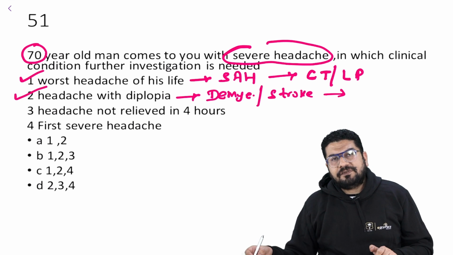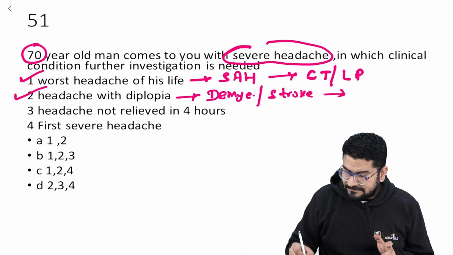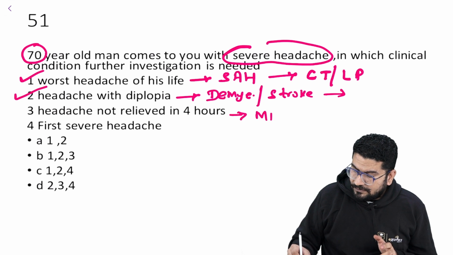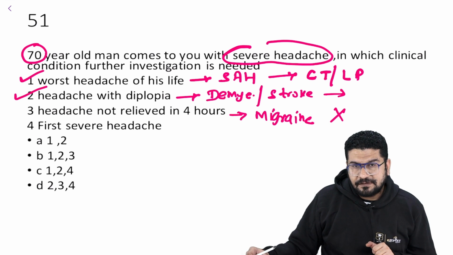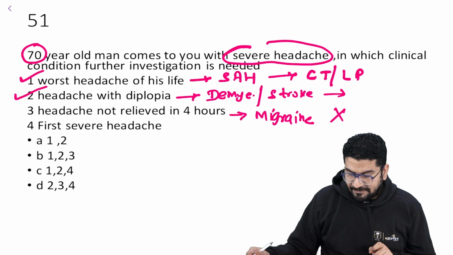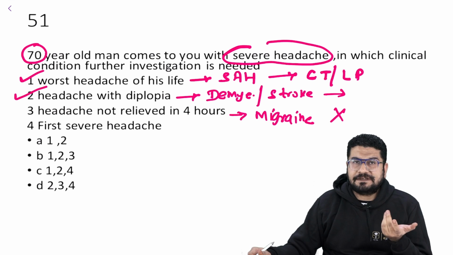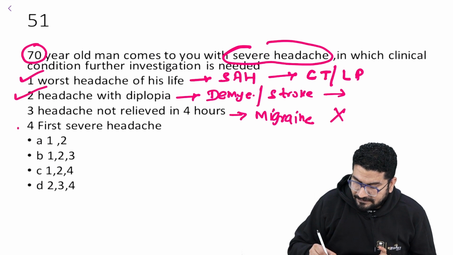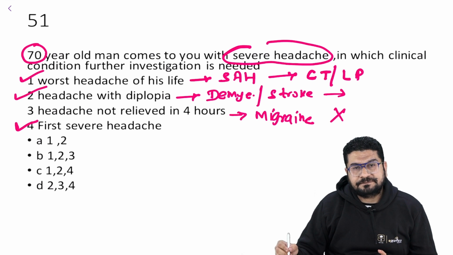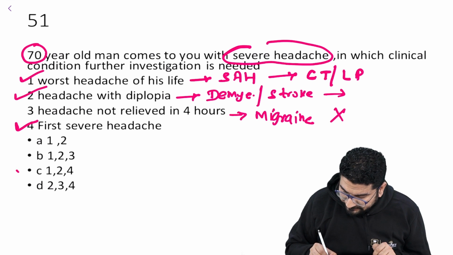Headache not relieved in 4 hours. Migraine duration is normally 4 to 72 hours, so this is like a migraine. In migraine, do we need further investigation? Answer is no. So this is a false statement. First severe headache: the first time any person is having severe headache, it could be due to raised ICP with papilledema. So any first severe headache needs further evaluation. This is also a correct statement. So the answer for this question will be 1, 2 and 4.